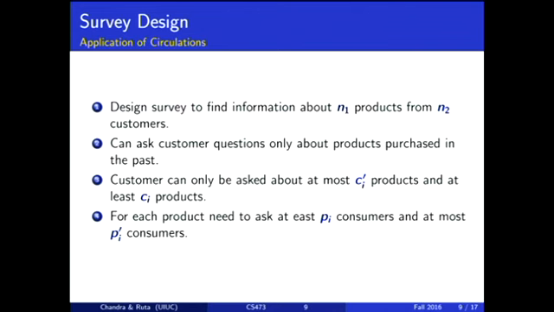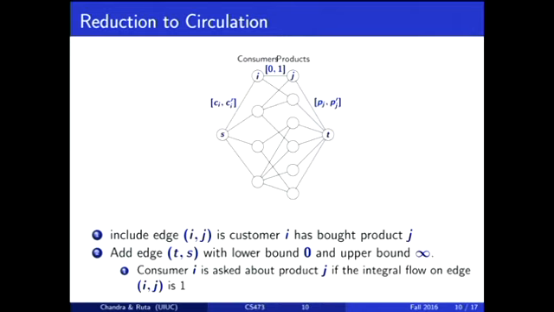Okay, this is an assignment problem. We are assigning survey questions to customers. You can think of these as consumers and these as products, or the other way, it doesn't matter. There's an edge from a consumer to a product if they bought that product. Natural.